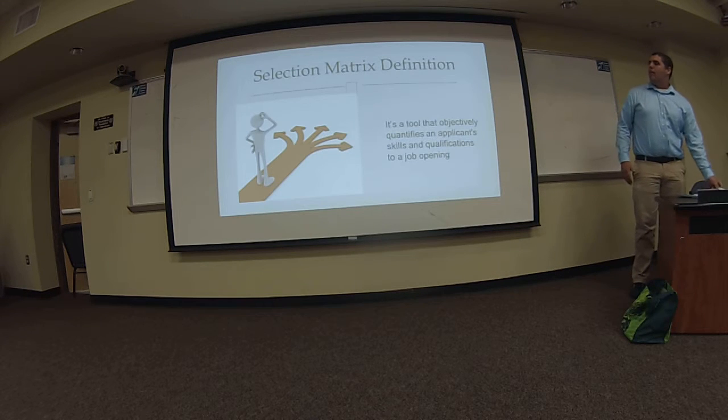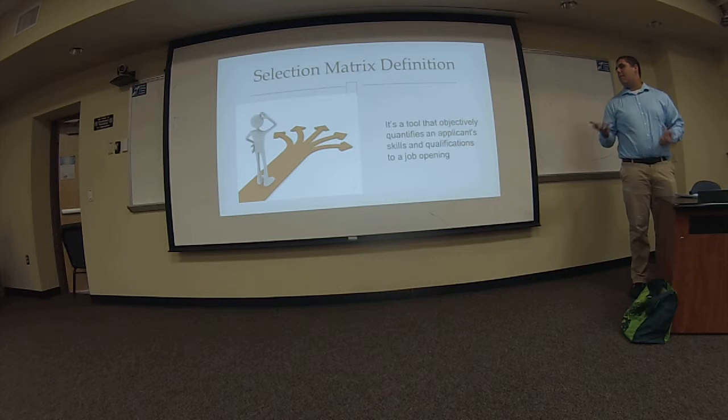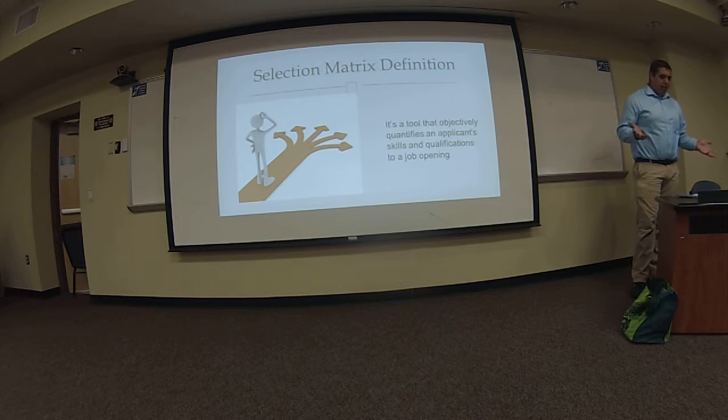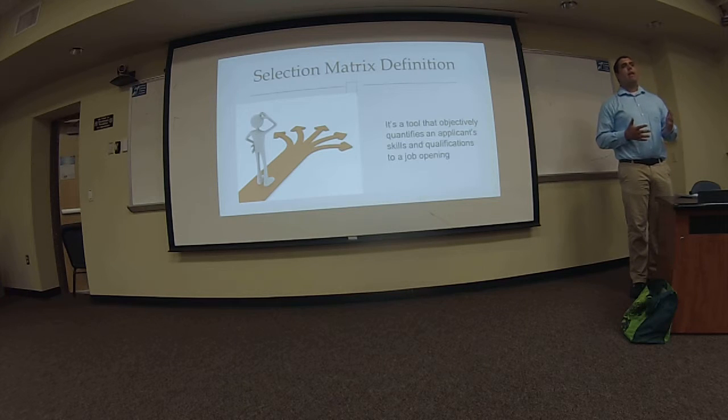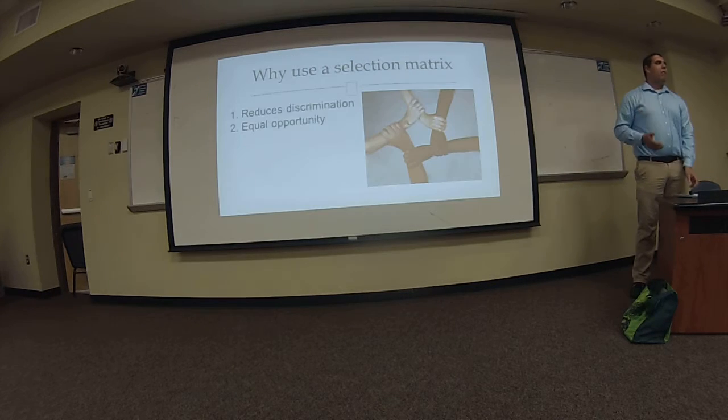So the selection matrix definition: it's a tool that objectively quantifies an applicant's skills and qualifications to a job opening. What it really means is you're looking at attributes in a resume or in interviews, and you're trying to figure out how it fits your job opening. And you're trying to figure out the best piece for your job.